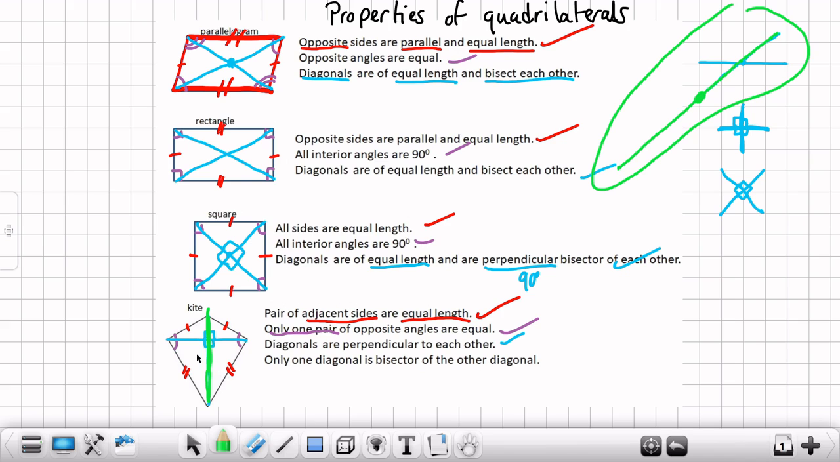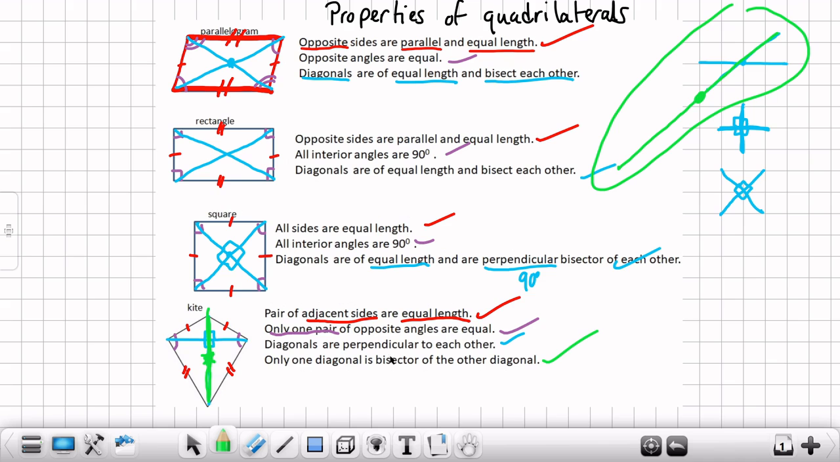The blue line does not cut the green line in half. That's roughly the middle. See this point over here? That's roughly the middle of the green line. That blue line does not go through that point to the middle of the green line. All right? So only one diagonal is the bisector of the other diagonal. There you go. These are the properties of these quadrilaterals.